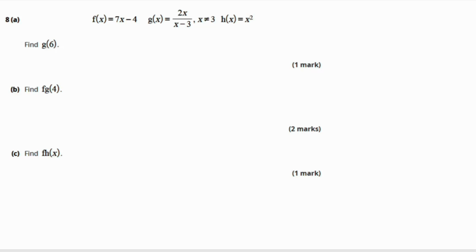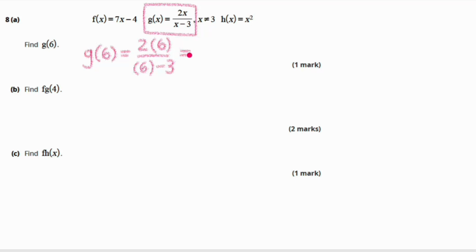Okay, so now let's look at g of x. The function is 2x over x minus 3. So to find g of 6, we replace x with 6. It's quite simple. Let's quickly do that. g of 6 is equal to 2 times 6. Remember, instead of writing x, we write 6 because we have to replace x with 6. Again, instead of writing x, we will write 6.